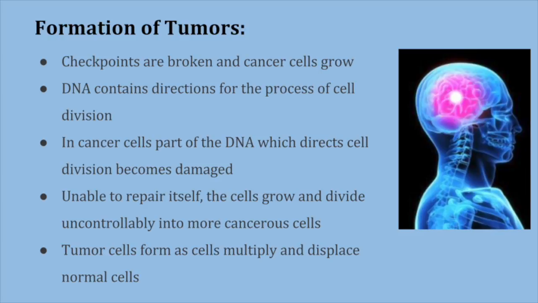In normal cells, there are checkpoints at every stage in the cell cycle to make sure that cells grow and divide in a regular way. In cancer cells, these checkpoints are broken and cancer cells grow out of control.